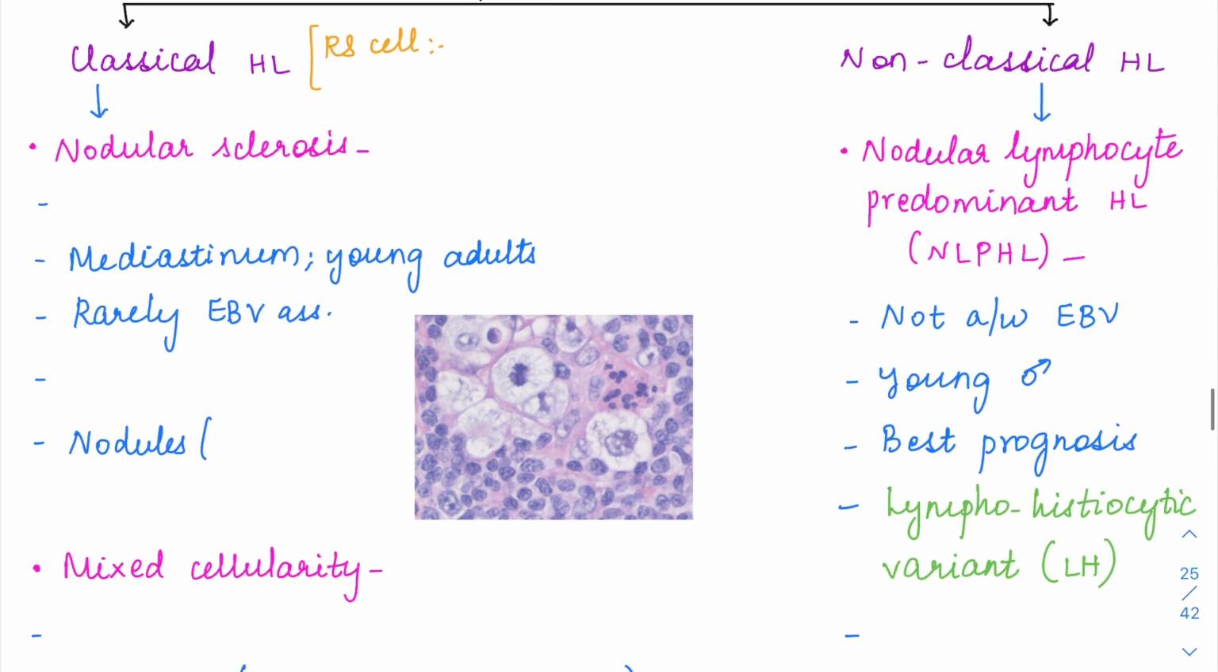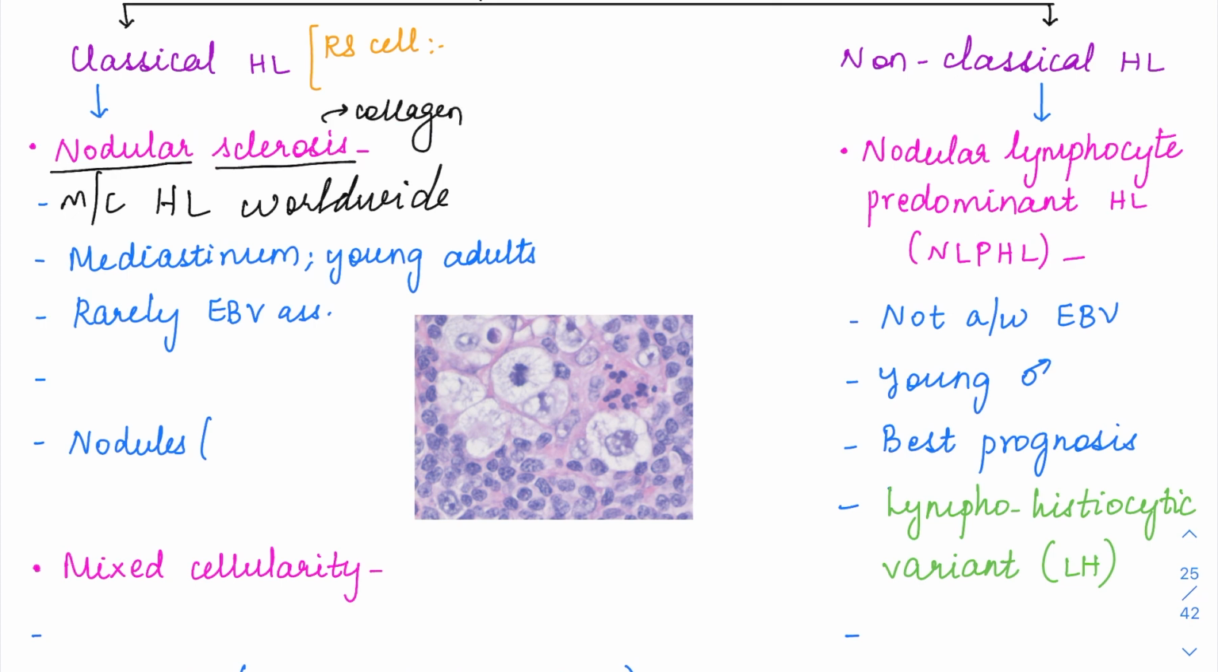So the first one will be the nodular sclerosis. This nodular sclerosis is the most common type of Hodgkin's lymphoma worldwide. So as the name suggests, there is going to be nodule formation and there is sclerosis. Sclerosis means collagen, right? So collagen is going to be there and this collagen is going to form fibrous bands, separating the lymphoma cells into nodules. So that is why it is going to appear like a nodule. Nodule is there and in between you are going to see fibrous bands like this.